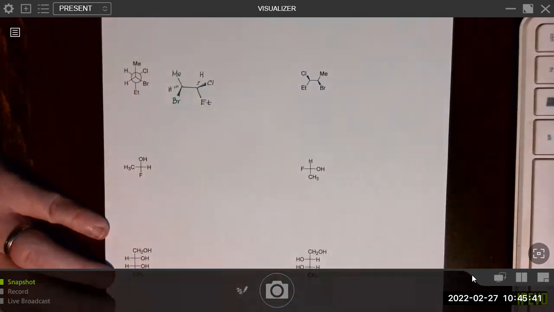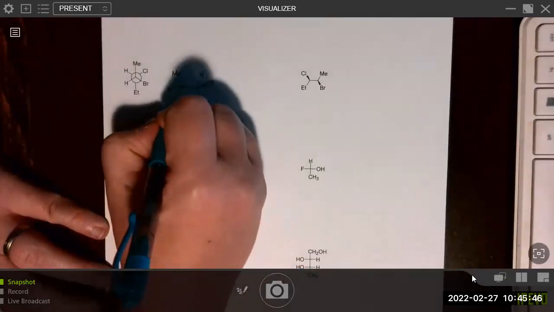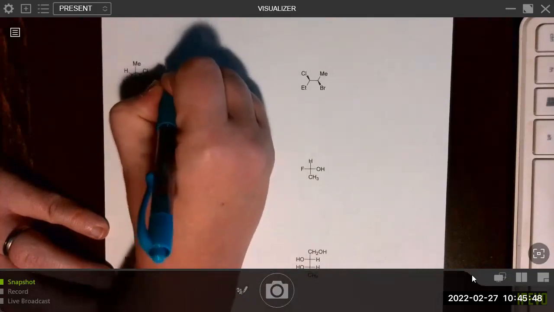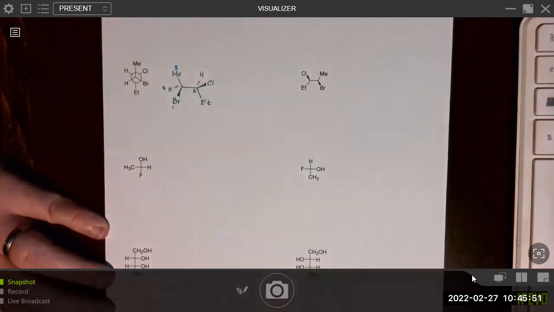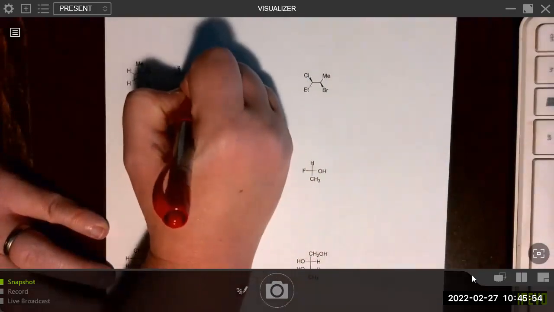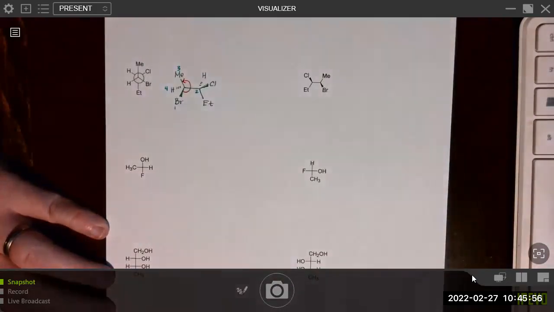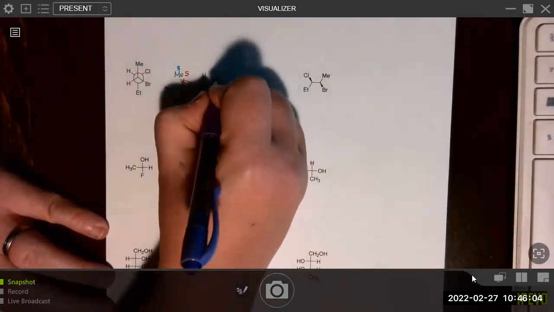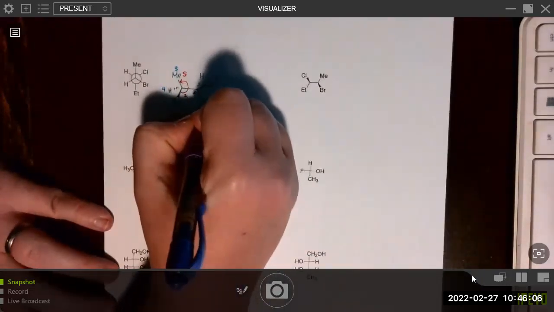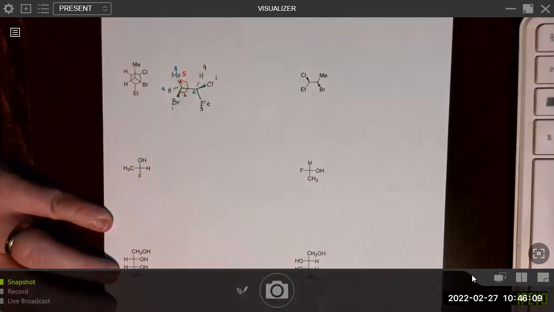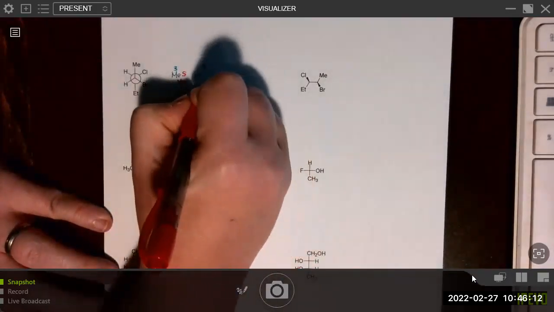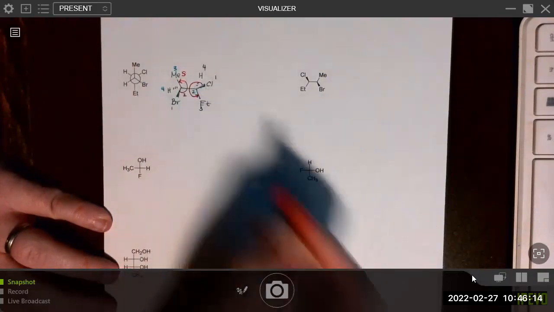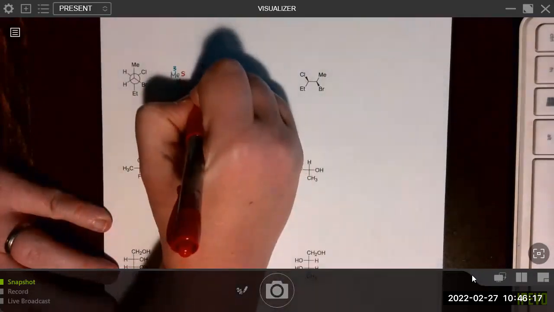So now we can figure out the configuration at the chiral centers here. So in terms of priorities, we have 1, 2, 3, 4. With the hydrogen pointed back, we can just do a counterclockwise is S analysis. And then for this side, we have the chlorine, 2, 3, and 4. Again, the hydrogen is pointed back, so 1 to 2 to 3. And this is also counterclockwise and S.